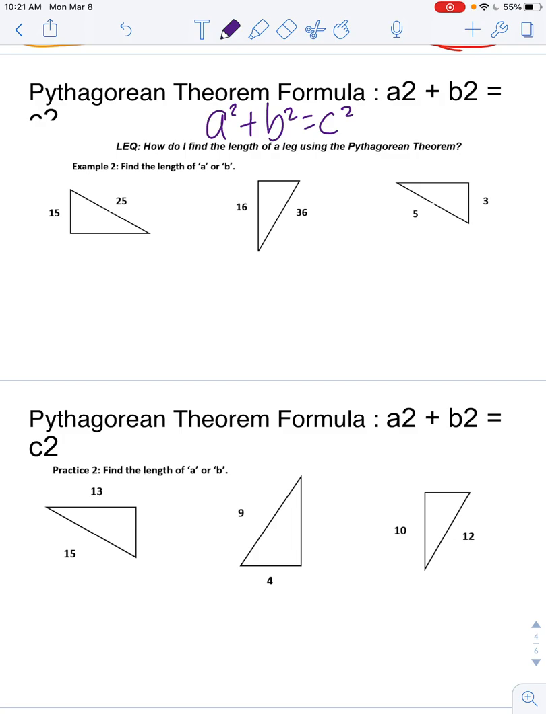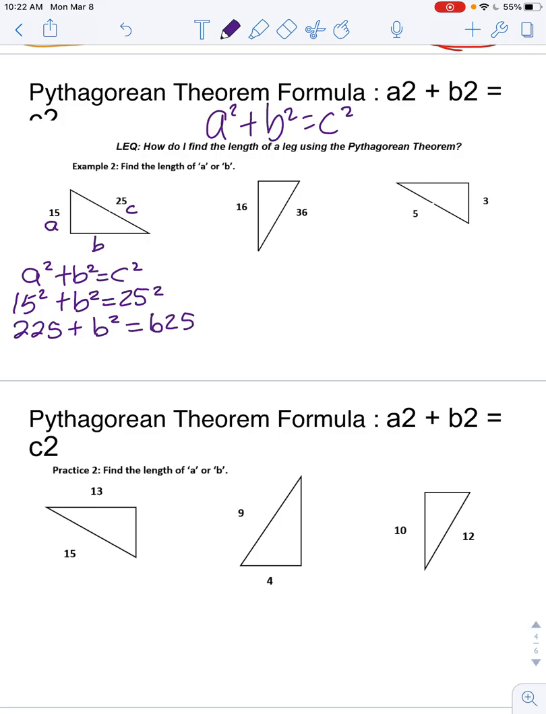So looking at our first triangle, we have a leg of 15. We're missing the other leg, and then we have a hypotenuse of 25. So we're going to start by writing our formula, A squared plus B squared equals C squared. So I have my A, which is 15 squared. I don't know my B, and then my C is 25 squared. So go through and find 15 squared, which is 225. Again, we don't know B squared. And then 25 squared is 625.